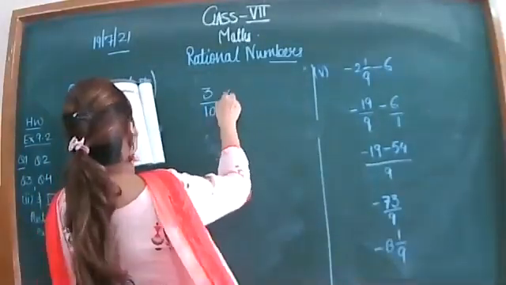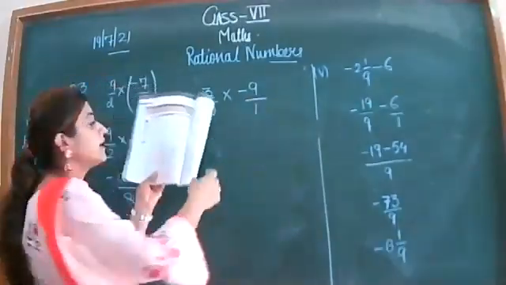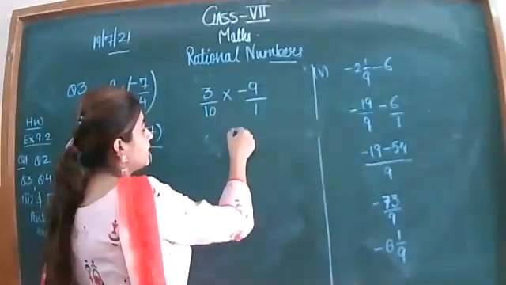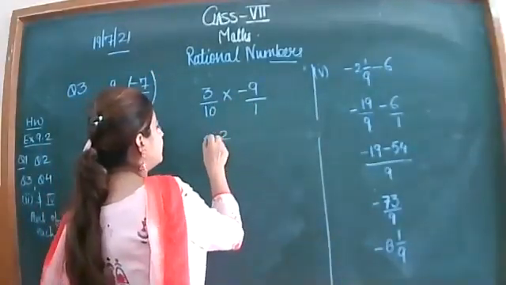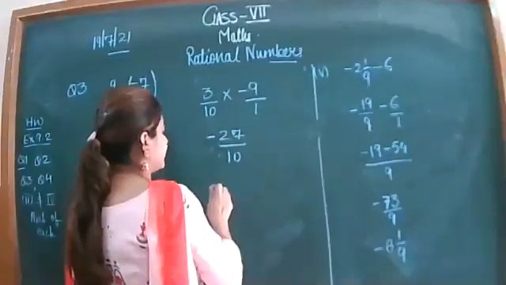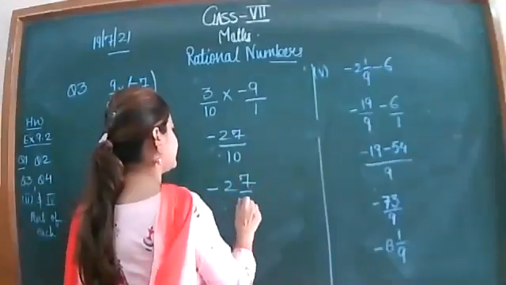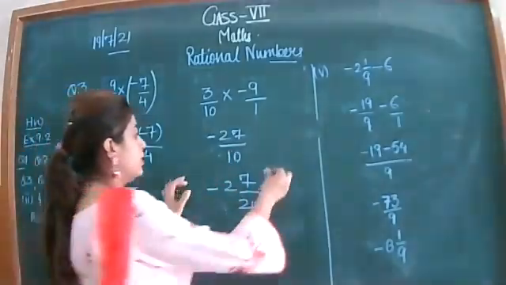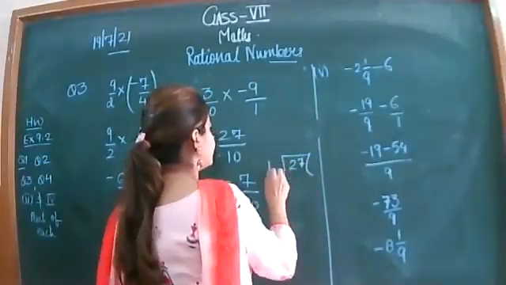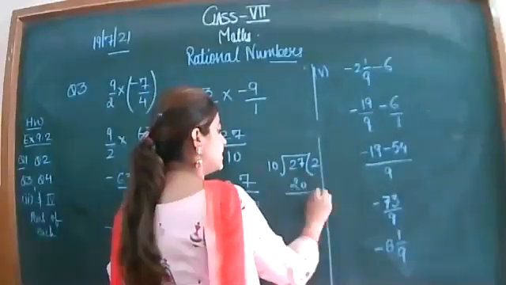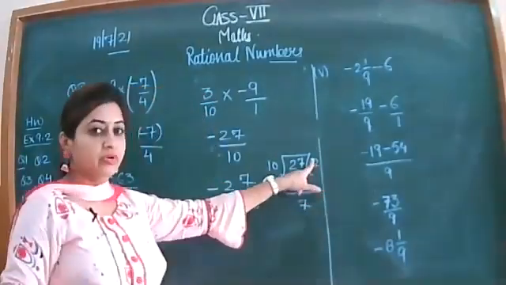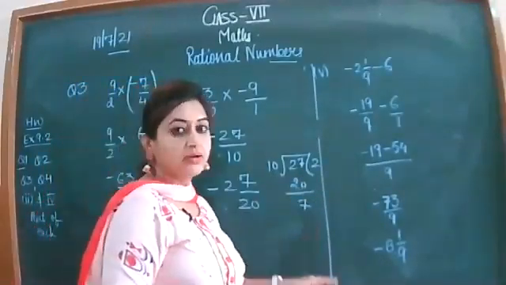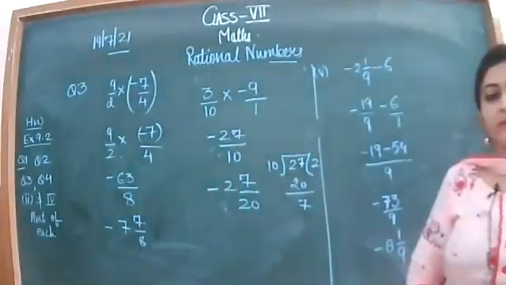3 by 10 multiply by minus 9. Nothing is given in the denominator, so I have written 1 at its place. Cutting is not possible, cannot cancel out. Minus 27 upon 10, minus 2 7 by 10. Mixed fraction. Is it okay? 27 divided by 10. 10 twos are 20. Remainder is 7. Okay, is it okay?